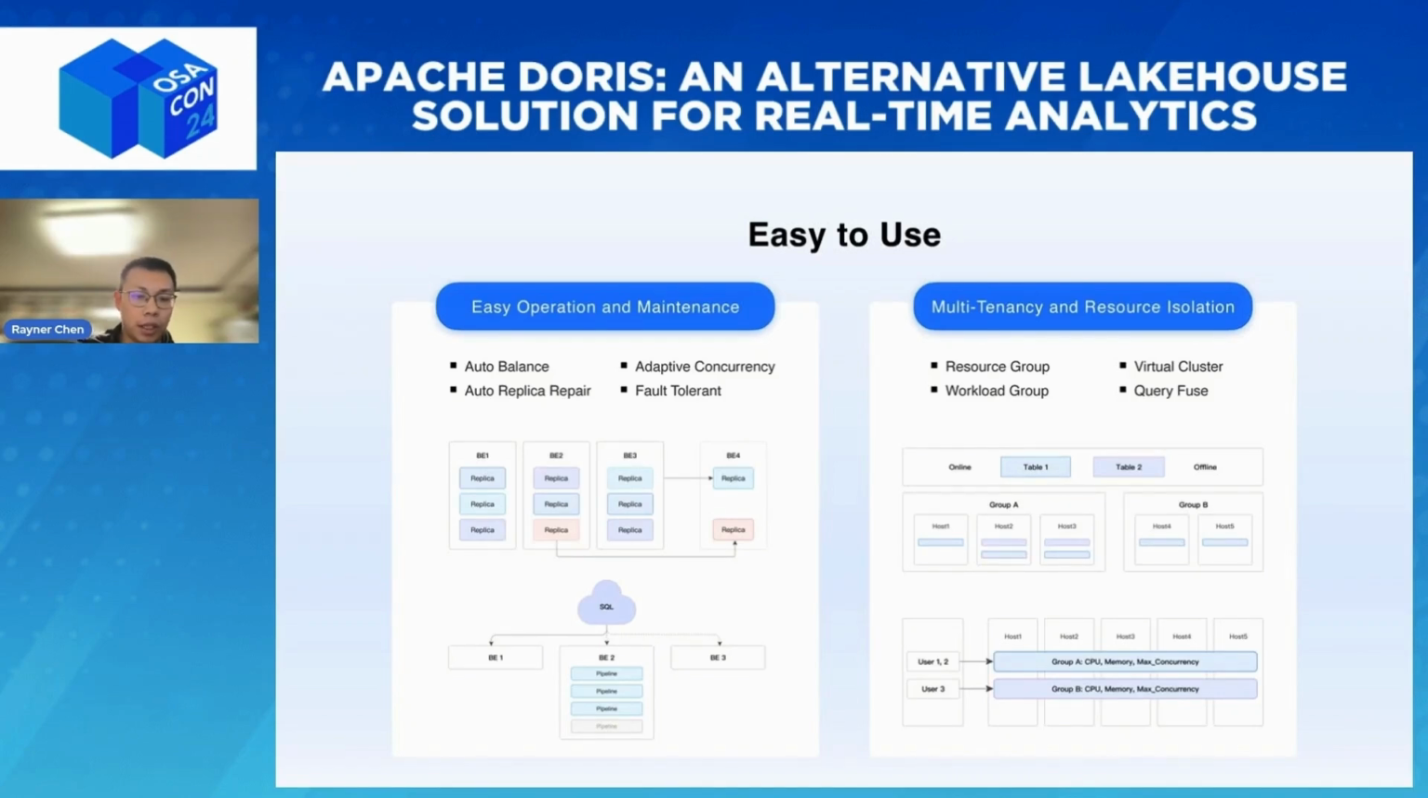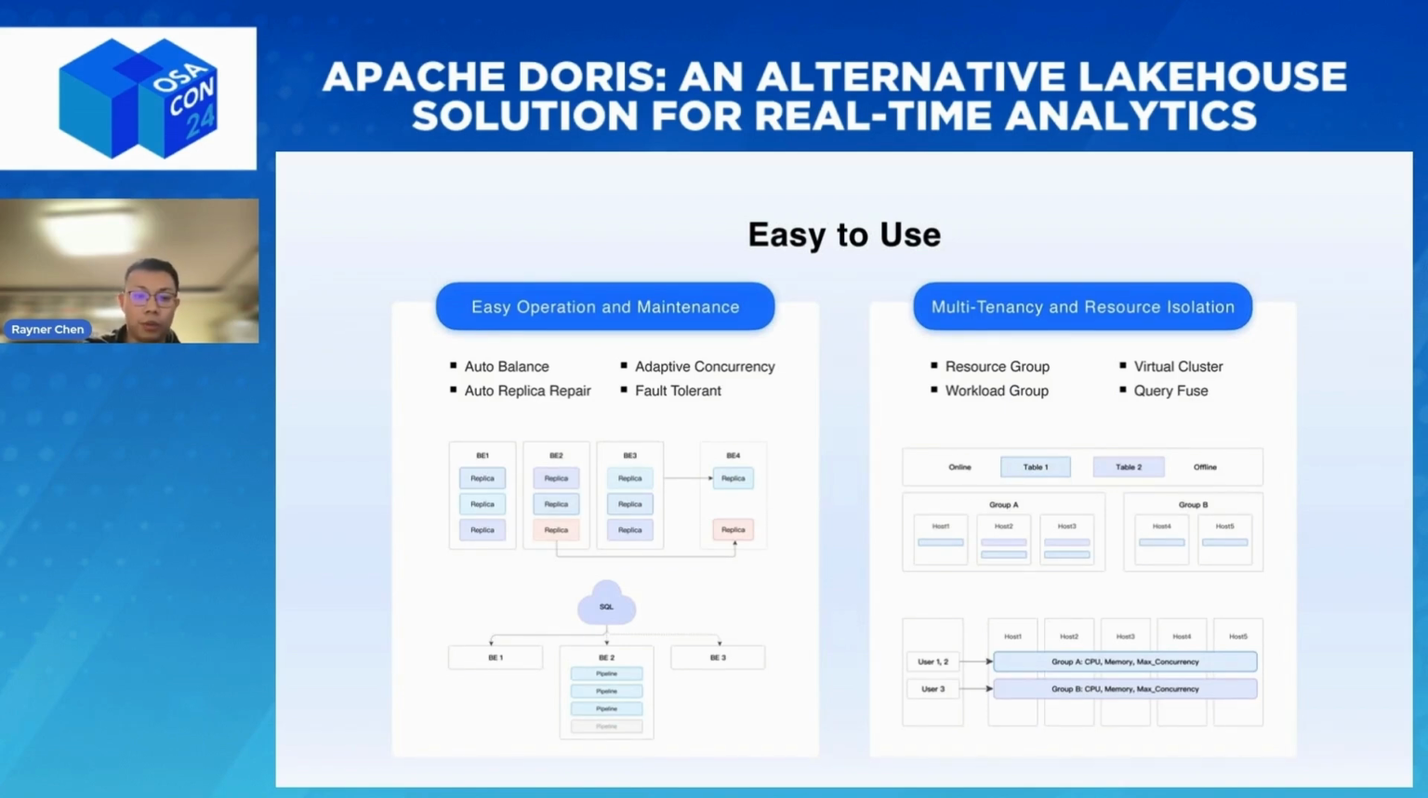Doris also supports resource isolation, helping users to run different tasks smoothly within the same cluster. There are two types of resource isolation mechanisms in Doris. One is the resource group, which allows users to separate the cluster nodes into different groups. The different groups are completely isolated from each other, but the user can allocate the data replicas to each group so that they share the same data.